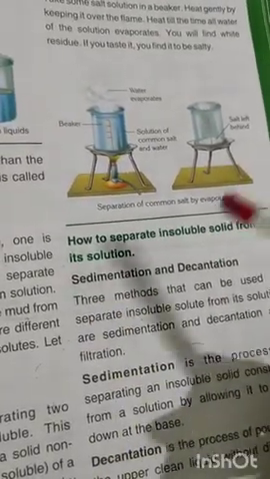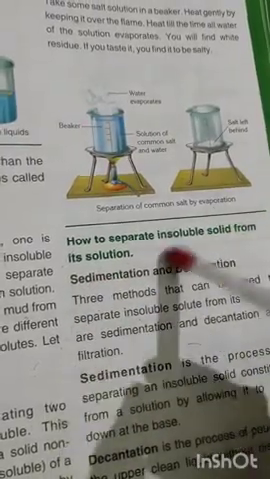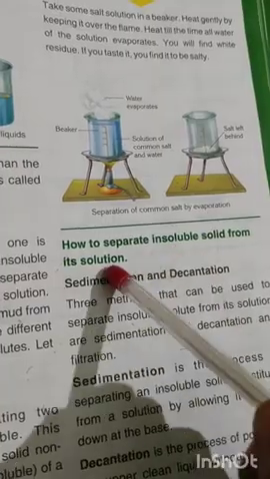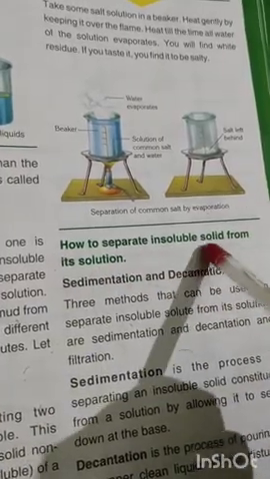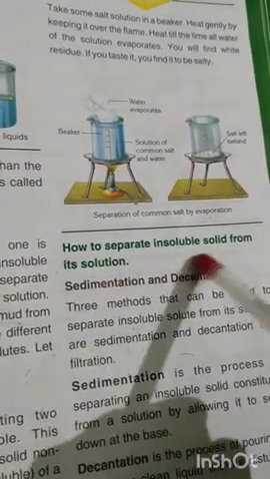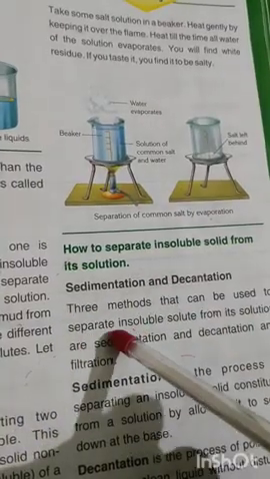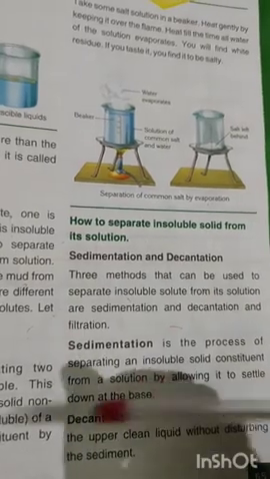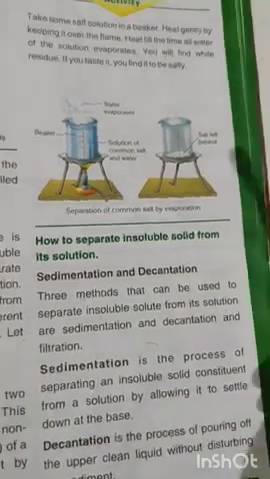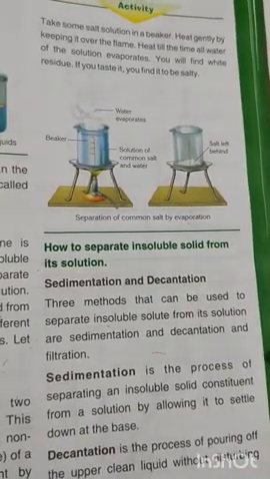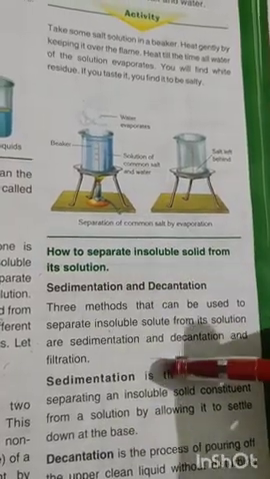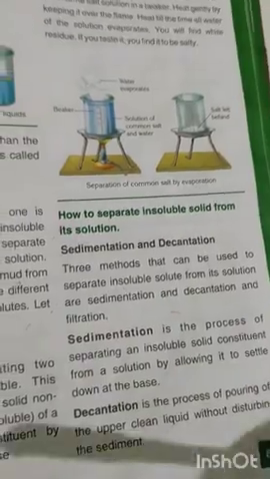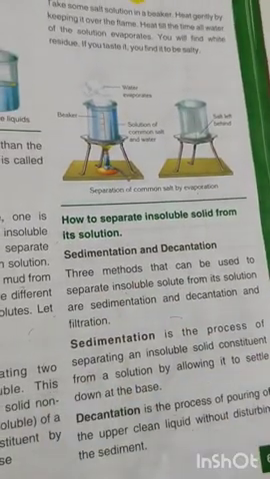And now, after doing the activity of separation of common salt by evaporation, we will understand how to separate an insoluble solid from its solution. There are processes of separating an insoluble solid from its solution. The one is sedimentation and decantation. So first understand what is sedimentation. There are three methods that can be used to separate an insoluble solute from its solution. That is sedimentation, decantation and filtration.